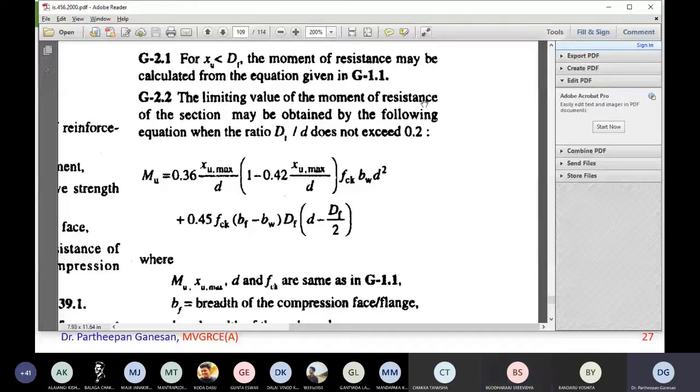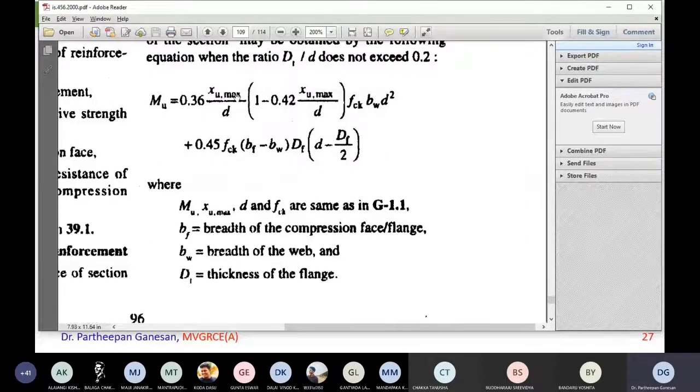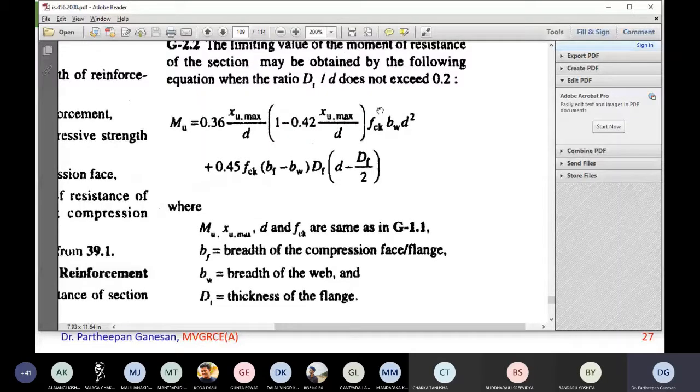MER limits. MER limit. Yes, absolutely. MER limit may be obtained by the following equation when DF by D exceeds 0.2. So M is equal to 0.36 XC max by D (1 minus 0.42 XC max by D) into FCK BW D square plus 0.45 FCK (DF minus BW) into DF into (D minus DF by 2), where everything is same whatever it is. It is given in the code, and I have shown you by the derivation how this equation has come.